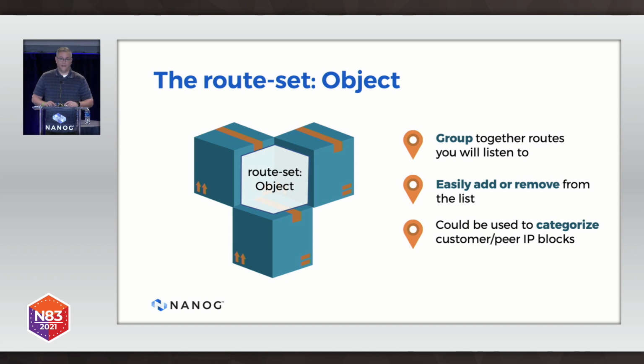Finally, there's the route set object. Again, very similar to AS set. You can group together prefixes under one record to reduce the complexity of the overall databases, and it gives you, the creator of the object, the opportunity to have one location where you need to do updates if your customer base changes. Next slide, please.